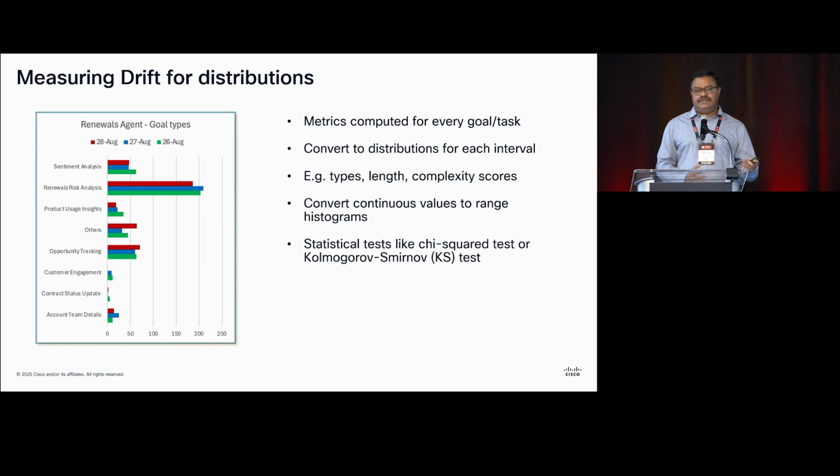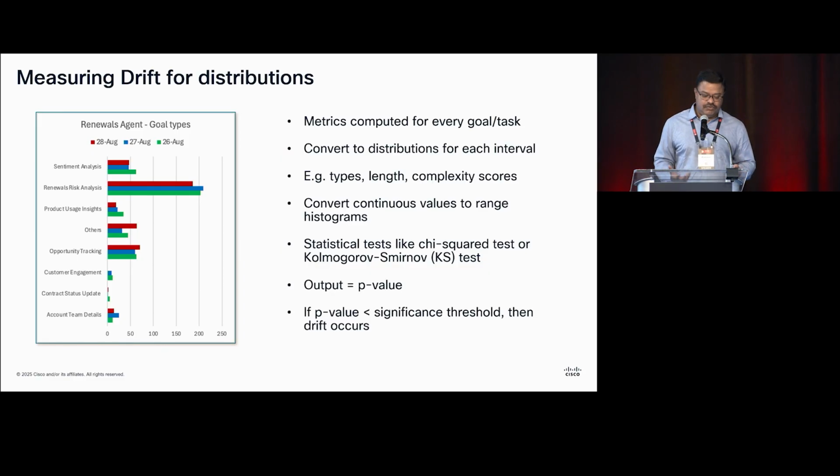And after that, you can get these distributions for different time intervals and compare them using statistical tests like chi-square test and KS test. These are pretty popular in the classical ML world. And these usually give you out a p-value. And that p-value is what we would say the drift is. So if a p-value is less than the significance threshold, typically less than 0.05, we say that significant drift occurred and we need to take some action. So this is coming from the classical ML world itself.